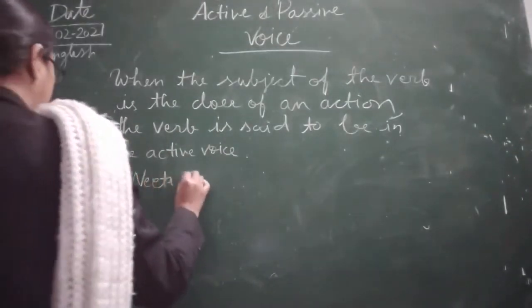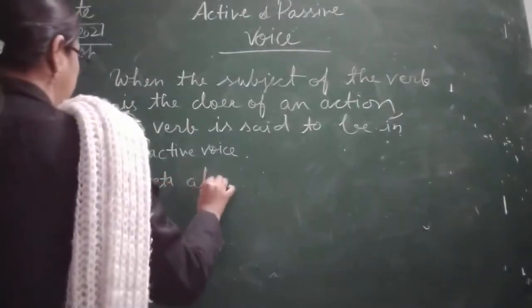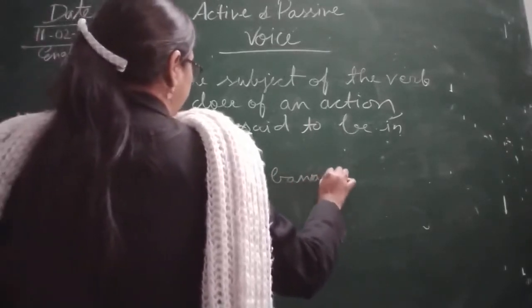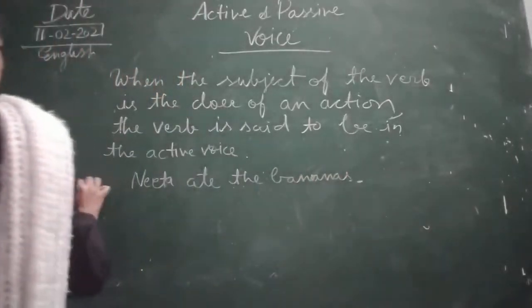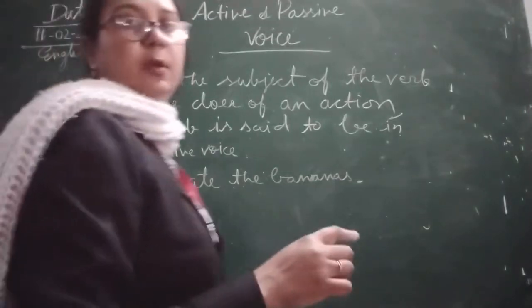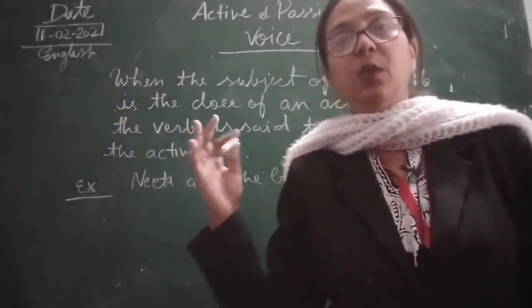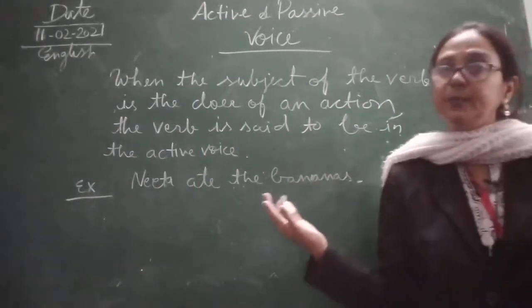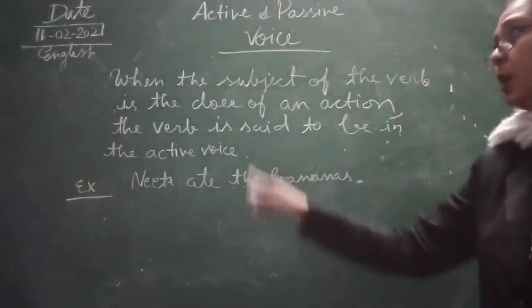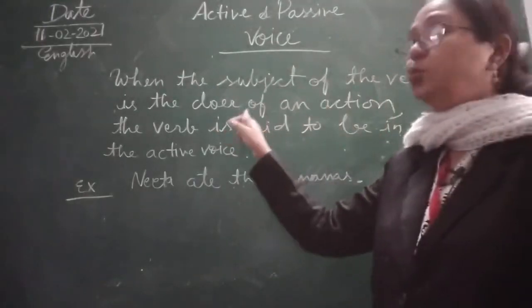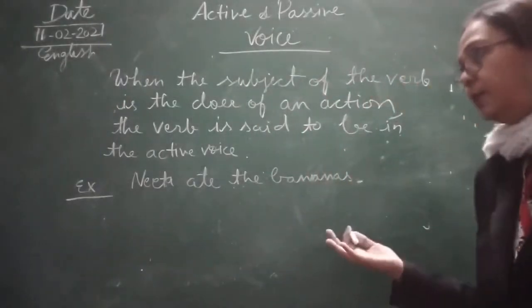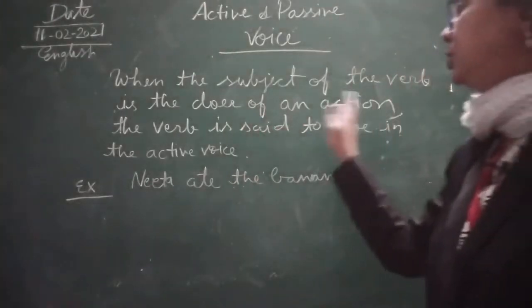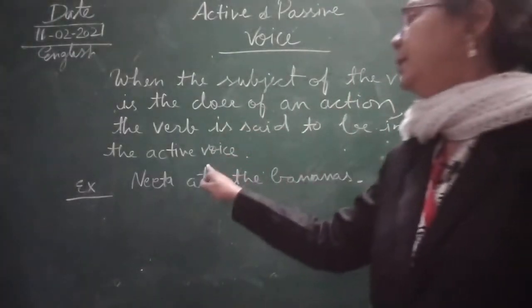Neeta ate the bananas. Okay. This is an example. Now children, first of all, we should understand what is active voice. There are two voices, first is active and second is passive. So what is active voice? When the subject of the verb is the doer. Okay? Who is doing the verb? That is called the doer. Of an action, the verb is said to be in the active voice.